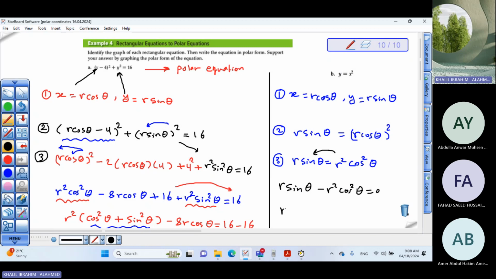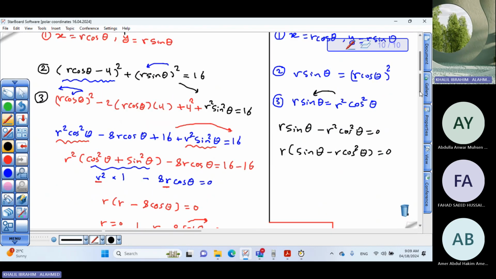You can take r as a common factor: r times (sine theta minus r cosine squared theta) equals 0. Okay, maybe here r equals 0. This is the equation. Or sine theta minus r cosine squared theta equals 0. This is the equation. Maybe right. I think this is it.